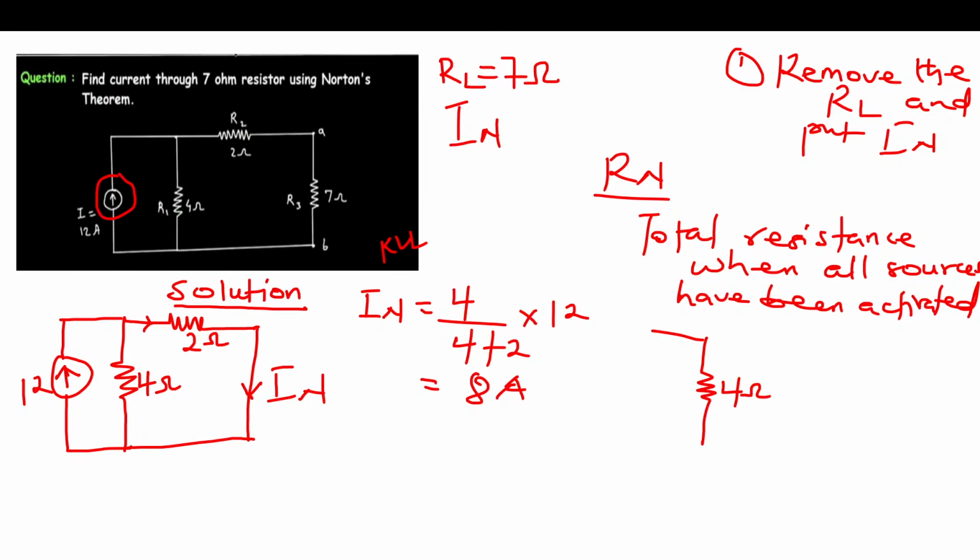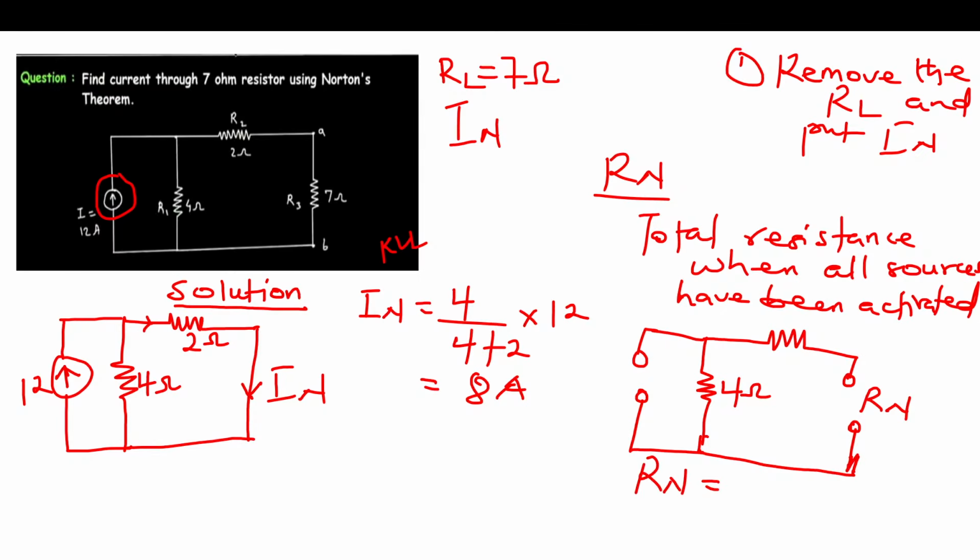This is 4 ohms. Now we are going to put RN where we had the load resistor. Okay. Now I'm going to open circuit this part because it's a current source. Okay. So now how do we find RN? RN is the total resistance. So this part has been open circuited.